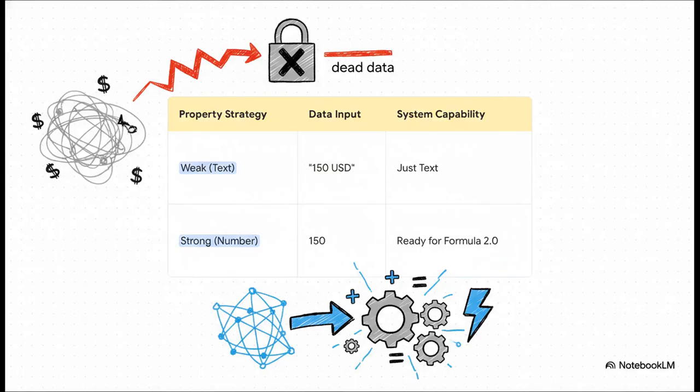This table just nails the concept perfectly. Let's say you have a budget field. With a weak strategy, you pick the text property and type in 150 USD. To the system, that's just a bunch of random letters and numbers. It's dead data. But with a strong strategy, you choose the number property and just enter 150. Now that data is alive. It's ready for calculations, summaries, and for that super powerful Formula 2.0 engine we're going to get into on day 6. That is the difference between a weak and a strong data strategy.